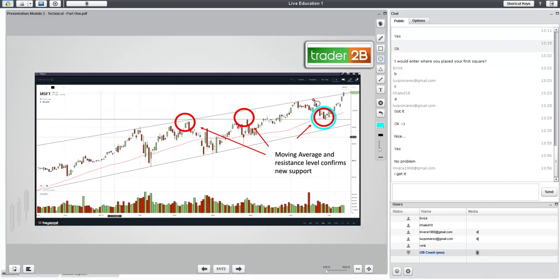That resistance acts as support, and you can begin to see additional confirmation being shown on this particular example based upon the moving average as well. So the moving average also acts as a dynamic support resistance level. It's very important to understand this when you're trading the markets.